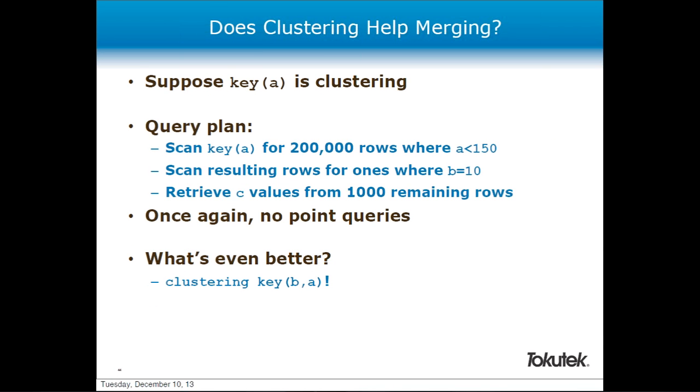If you use a clustering key on A, well, then you're just going to scan your 200,000 rows where A is less than 150. The resulting rows will already have the value of B in there where B is equal to 10. And you could just pluck out those C values from the remaining 1,000 rows. And once again, you get no point queries. But if you really want to put the rules of the first two that we put together, for this query, what I would do is I would have a clustering key on B, comma A. That just wins all around.